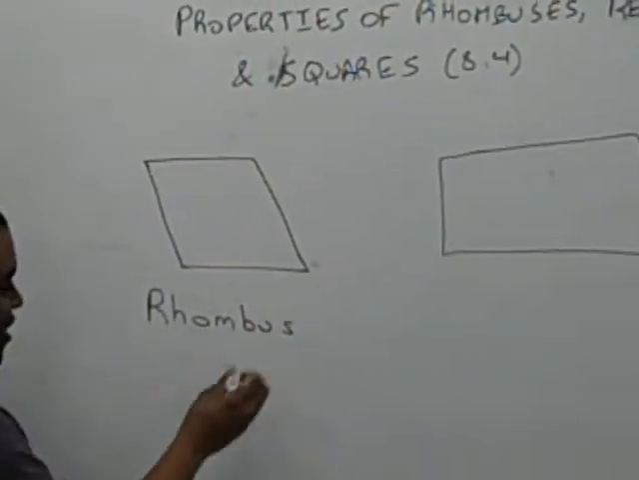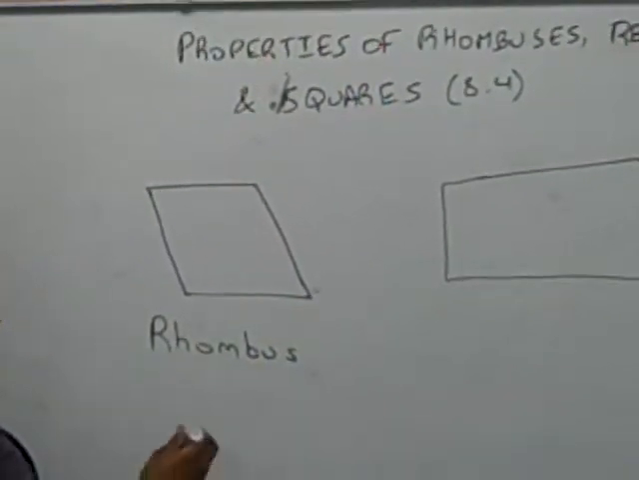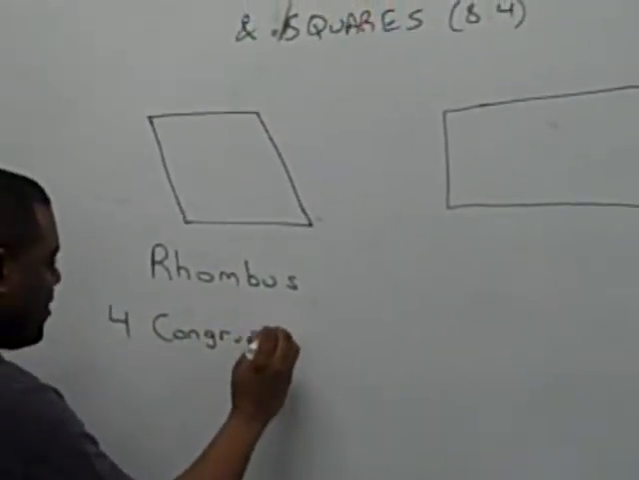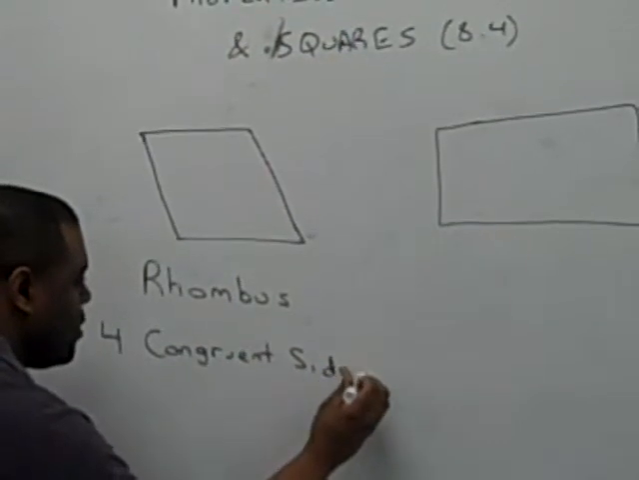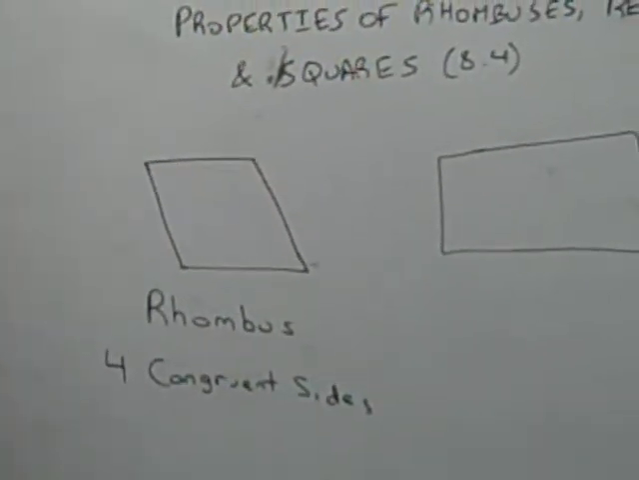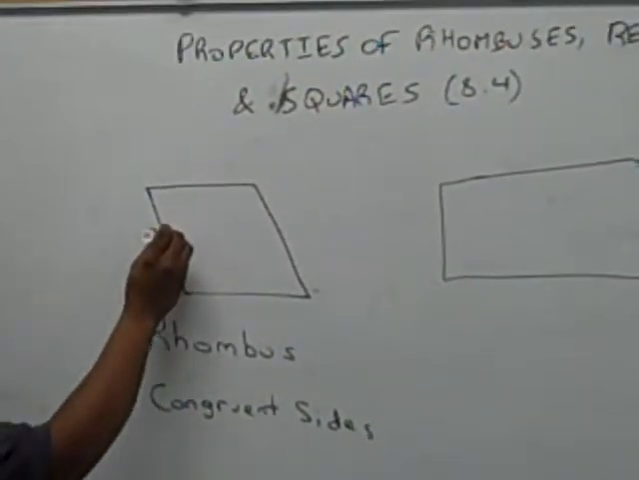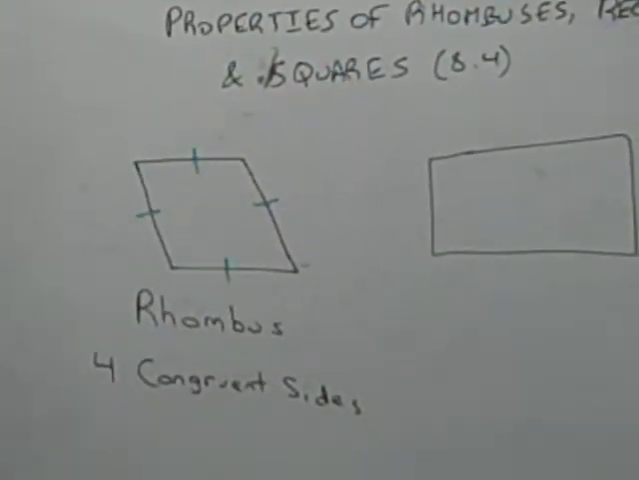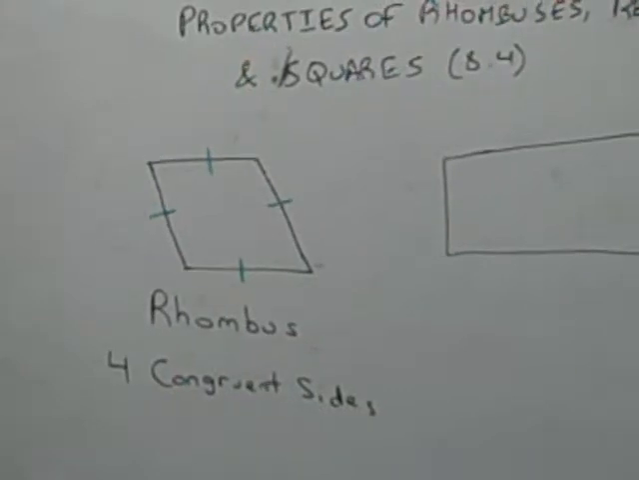And a rhombus, all that means is four congruent sides. Okay? A rhombus has four congruent sides. So that means I can mark this, mark that, mark that, mark that. That shows a rhombus. Okay?